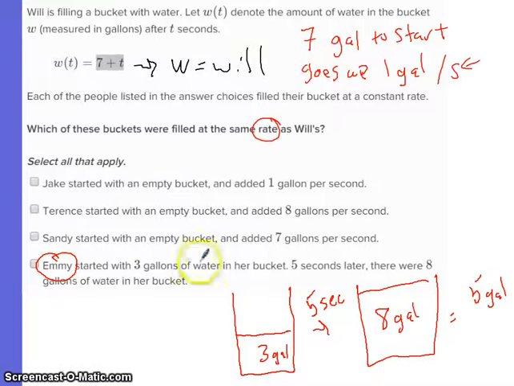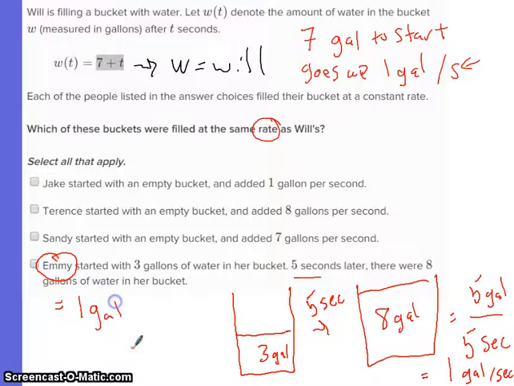And then my second question is, how long did it take her to do that? Okay, so that means the run is per 5 seconds. So what is the rate in gallons per second? 5 divided by 5. 1 gallon per second. Okay, so Emmy is equal to 1 gallon per second.